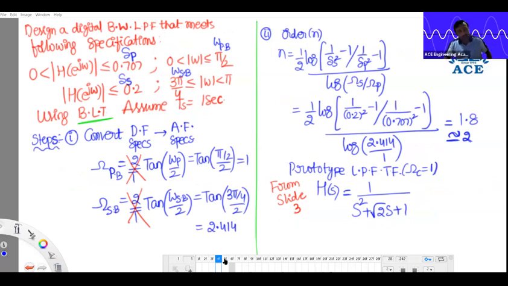See, same problem if you solve by impulse invariant technique, IIT, our first step itself changes. Because in impulse invariant, omega equals omega into Ts or not.